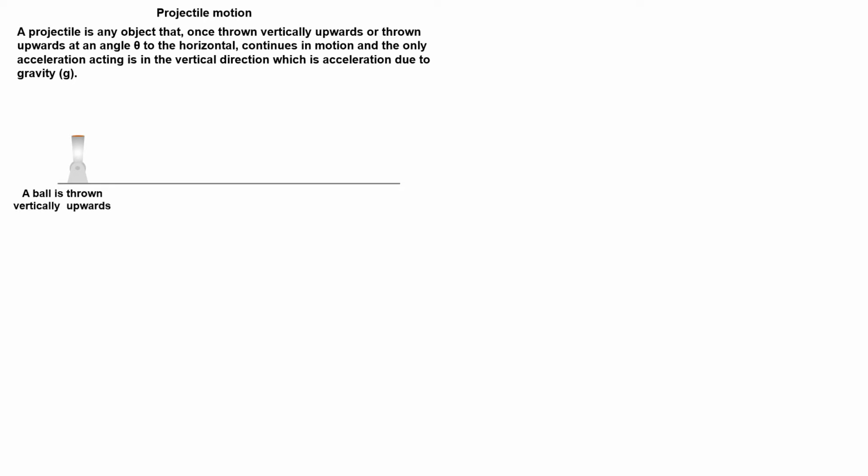A projectile is any object that, once thrown vertically upwards or thrown upwards at an angle theta to the horizontal, continues in motion, and the only acceleration acting is in the vertical direction, which is acceleration due to gravity, g. Look at the examples of projectile motion. A ball is thrown vertically upwards. A ball is thrown at an angle theta to the horizontal.